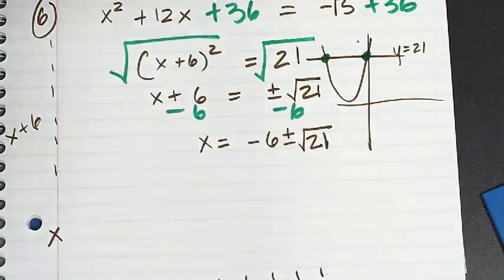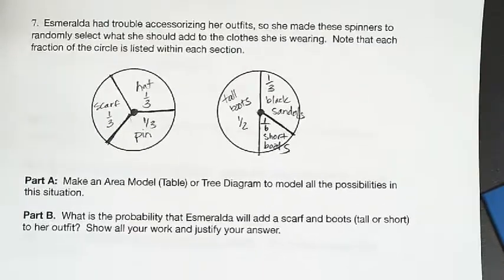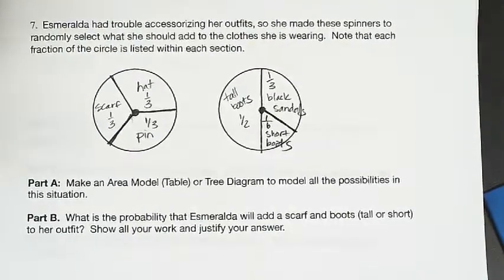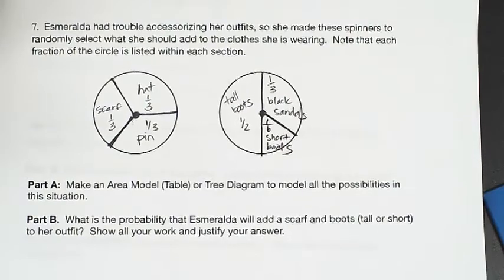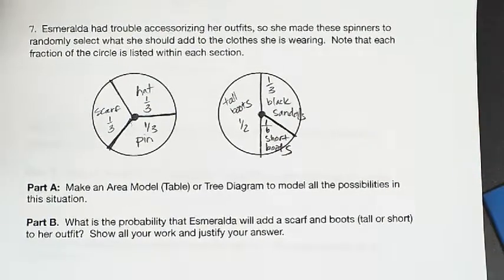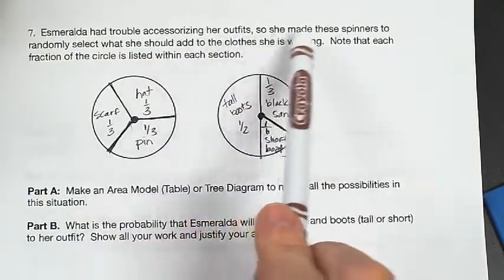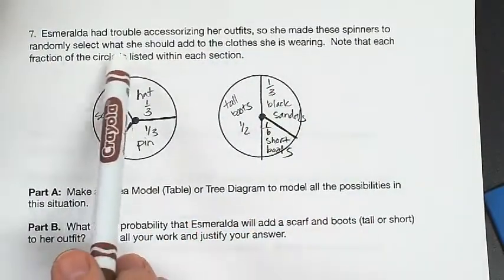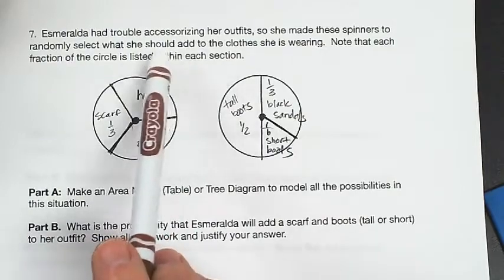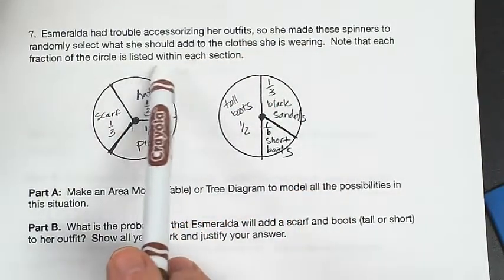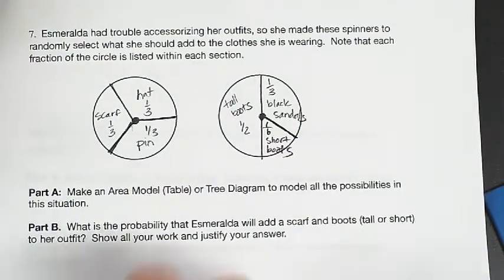Okay, number 7 is something we have not spent any time on, but it's on the test. It's not too bad. Don't skip it. I know you probably are going to say you're going to skip it, but it's actually kind of easy. Esmeralda had trouble accessorizing her outfit, so she made these spinners to randomly select what she should add to the clothes she is wearing. Note that each fraction of the circle is listed within each section.